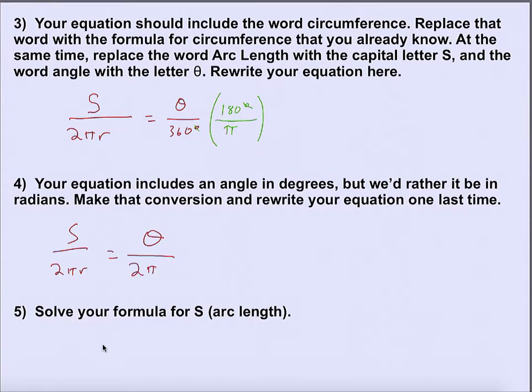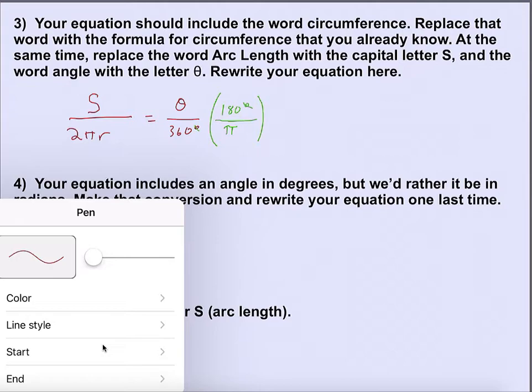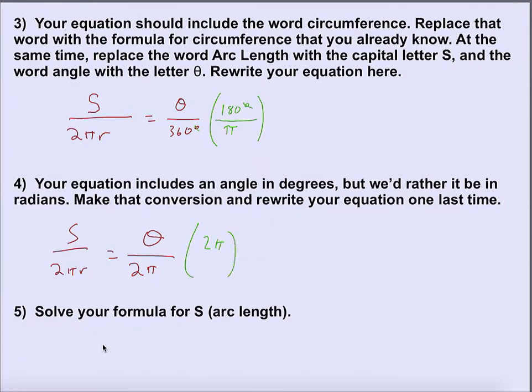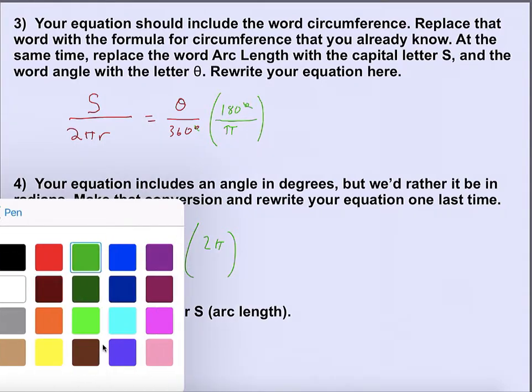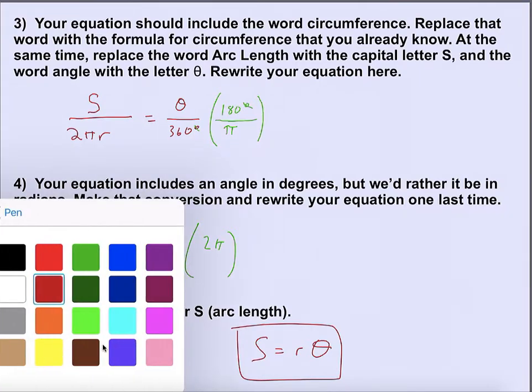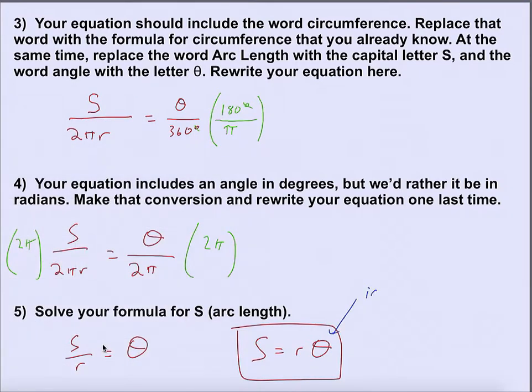So S over 2 pi r equals theta over 2 pi. But those 2 pi's can cancel. If I multiply both sides by 2 pi, then now my equation is S over r equals theta. And then if I multiply both sides by r, I have a formula that has S by itself: S equals r theta. And that is a formula for arc length, as long as this theta is in radians.